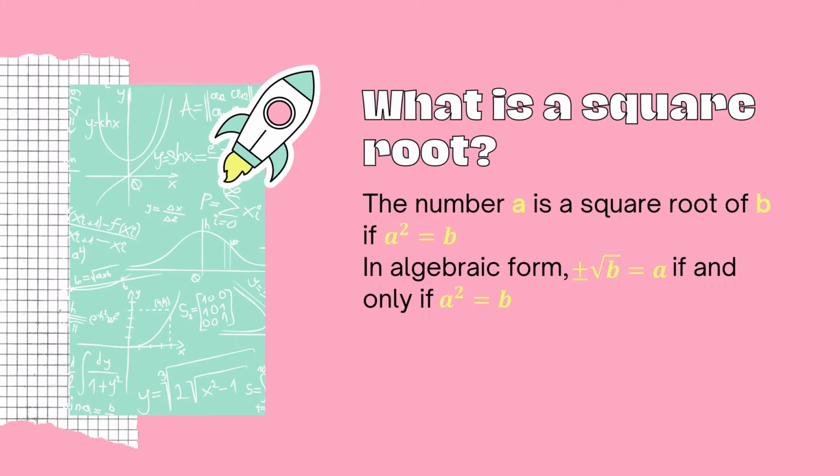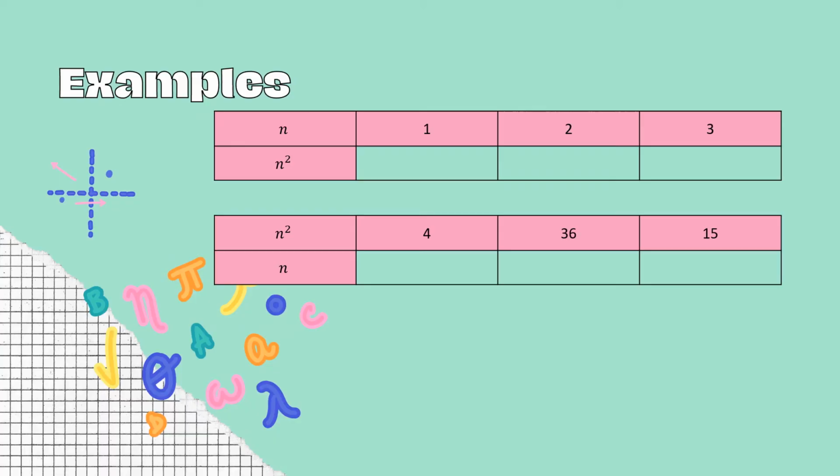So first, let's define what is a square root. The number a is a square root of b if a squared is equal to b. In algebraic form, positive negative square root of b is equal to a if and only if a squared is equal to b. So yan yung formal definition niya, and throughout our examples, you would learn more about the topic.